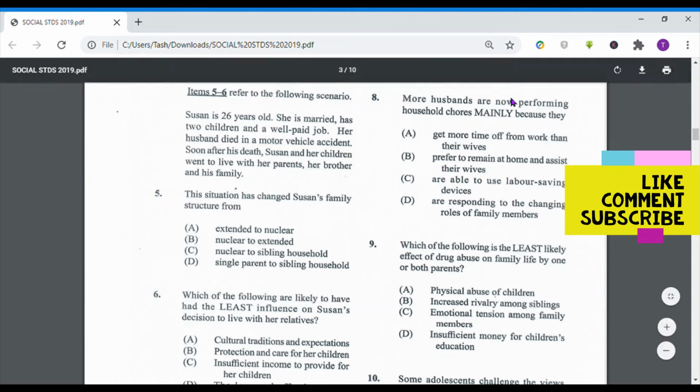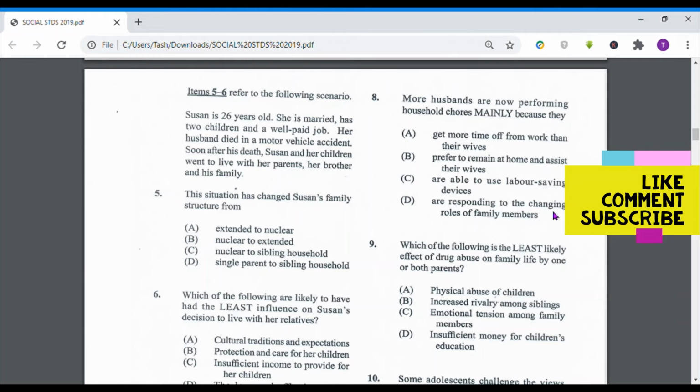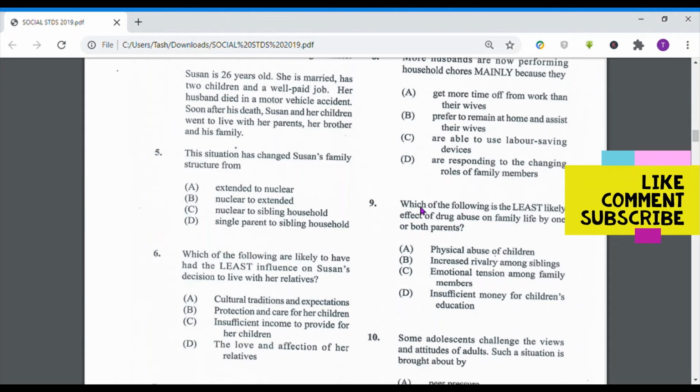Number 8, more husbands are now performing household chores mainly because they get more time off from work than their wives, they prefer to remain at home and assist their wives, they are able to use labor saving devices, or they are responding to the changing roles of family members. This is your answer. So for number 8, the answer is letter D. They are responding to the changing roles of family members.